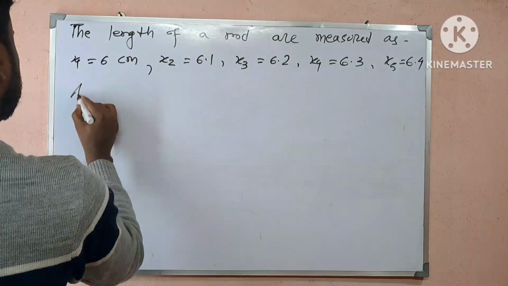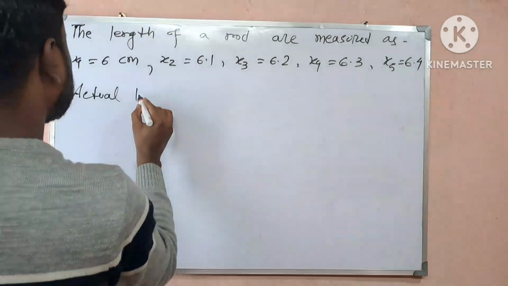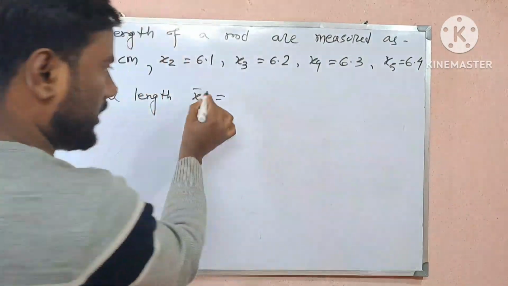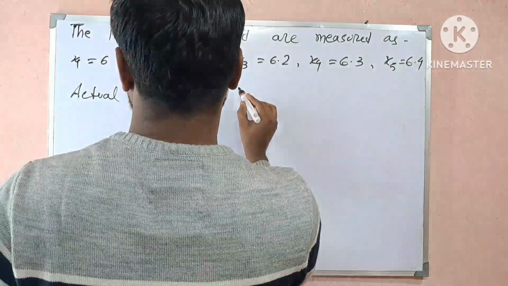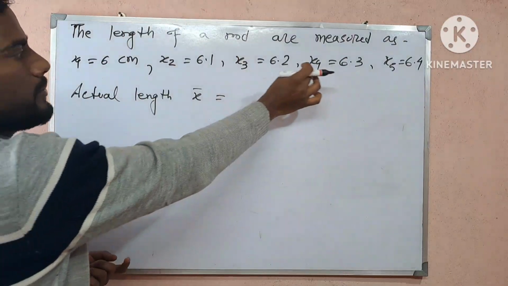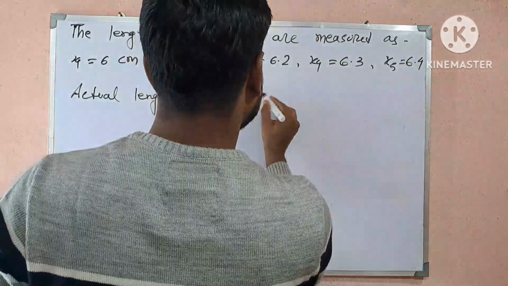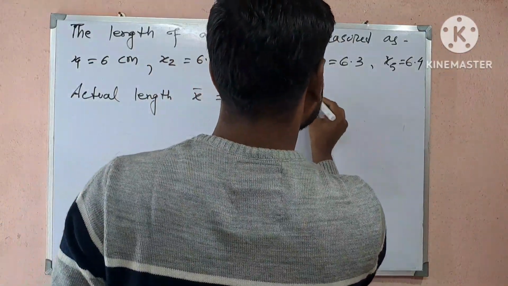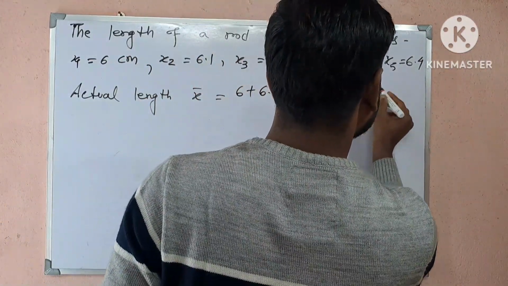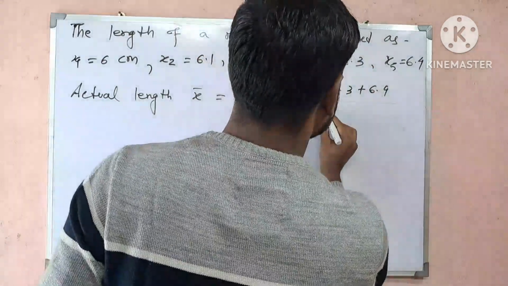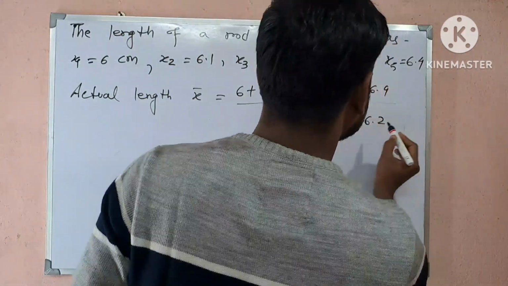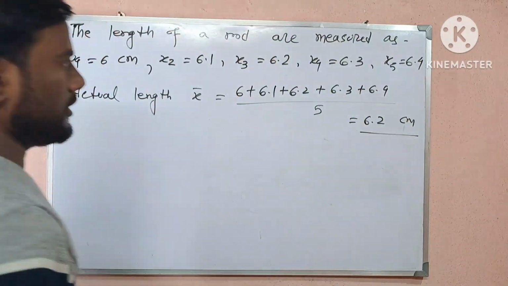So the actual length is x bar. You have to take the average. So that will be x1 plus x2 plus x3 plus x4 plus x5 divided by 5. So that will be 6 plus 6.1 plus 6.2 plus 6.3 plus 6.4 divided by 5. So the value will be 6.2 centimeter. This is the actual length of the rod.